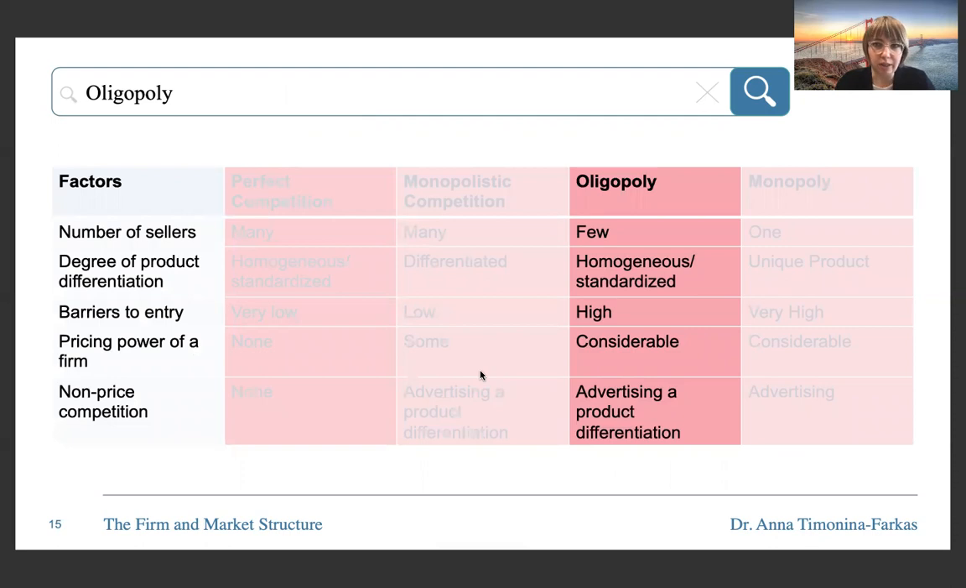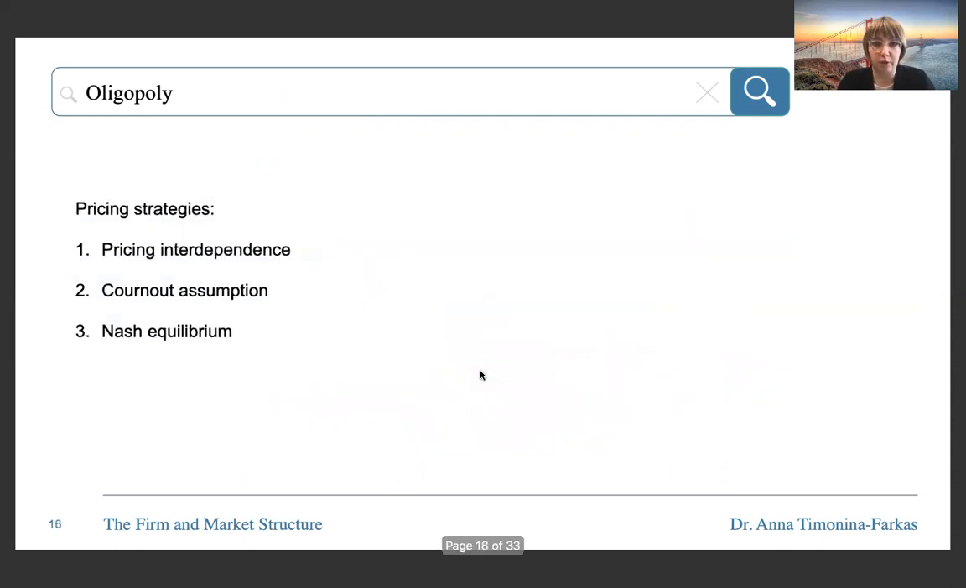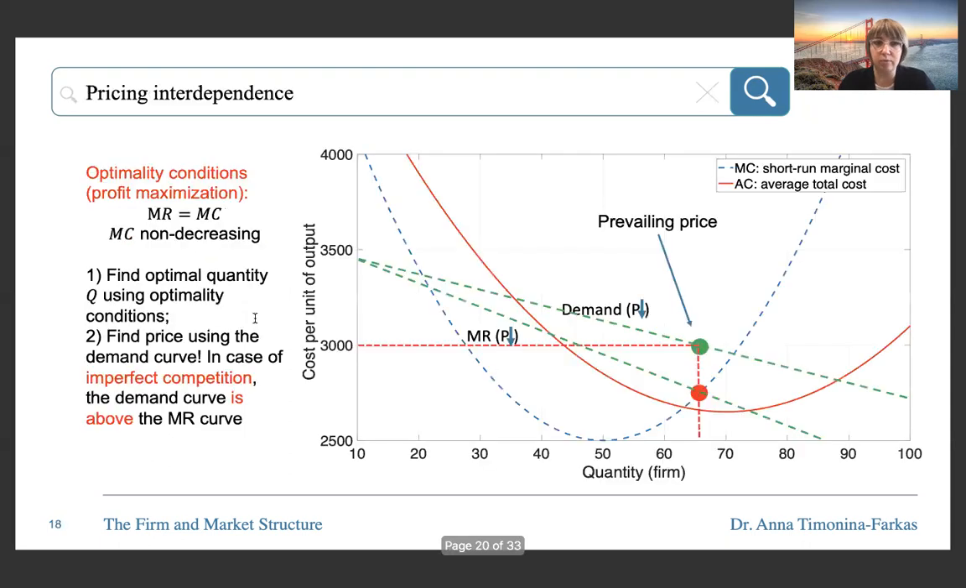For the oligopoly, there will be an interesting behavior of the demand curves because different strategies can be used by companies to increase their profits. In particular, we will consider the following three strategies: pricing interdependence, Cournot assumption, and Nash equilibrium.